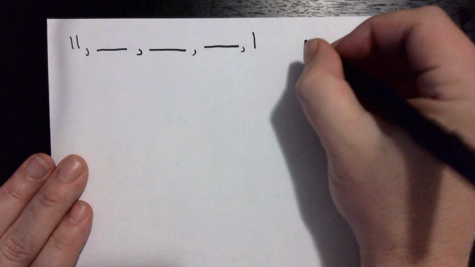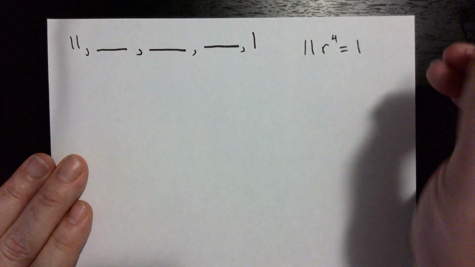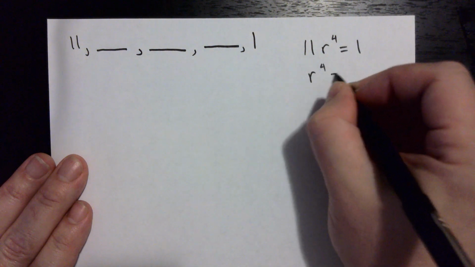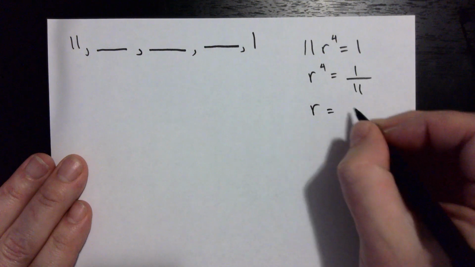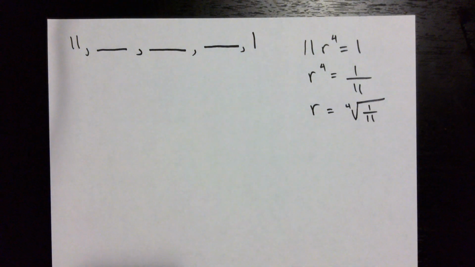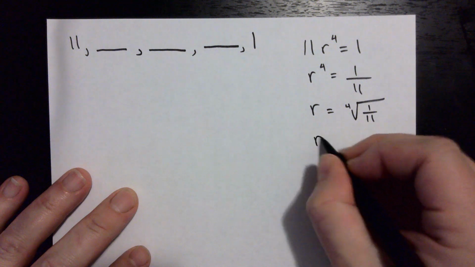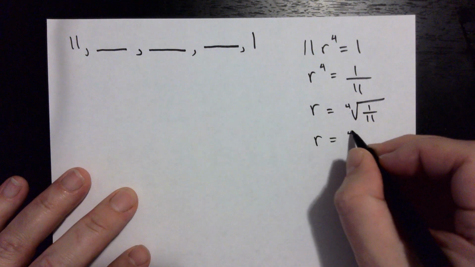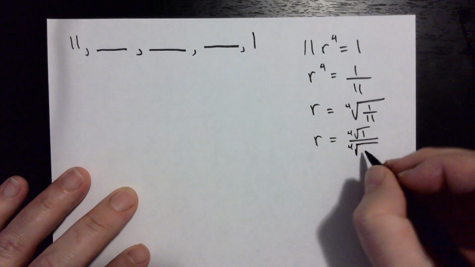Okay, so we'll set up that equation. 11 times r to the fourth equals 1. So that'll be r to the fourth equals 1 over 11, which will mean r is equal to the fourth root of 1 over 11. Now, in this particular problem, it might be easier to write this as a power instead of as a root. So we can also write this as r is equal to the fourth root of 1, which is just 1, and then the fourth root of 11.